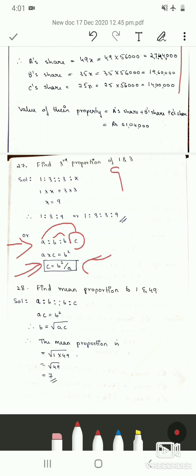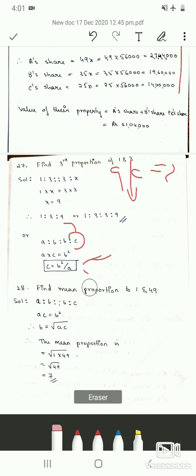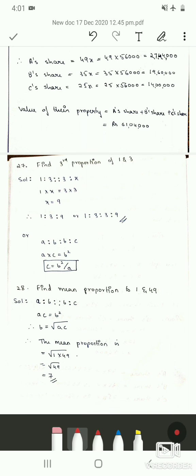So here A is 1, we have to find the value of C, and B is 3. So C is equal to B square, which is 3 square, so 9 divided by 1. So you'll get the answer as 9 directly. So remember this formula. If they have asked to find the third proportion, you can use the formula C is equal to B square divided by A.